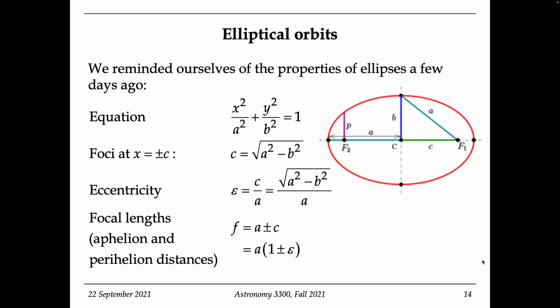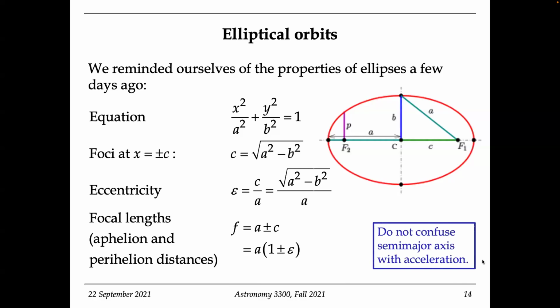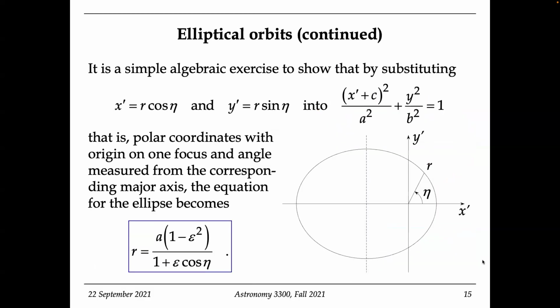Questions about these definitions? Okay, we're getting there. I'll say this again, said this a million times. A is the semi-major axis, not acceleration. That was fun, right? What have I written?